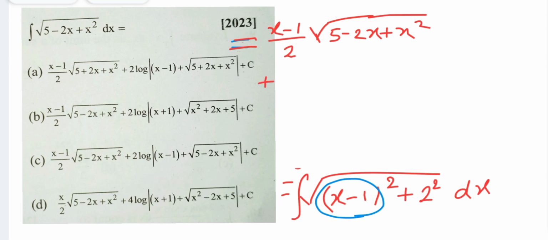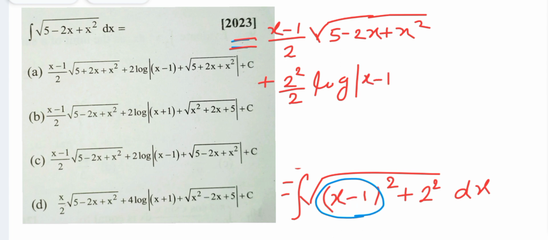Then the next term is plus a square upon 2, so a square means 2 square upon 2. 2 square upon 2 means 4 upon 2, that will be 2 only, correct? So a square upon 2, and then log of x plus, so instead of x I will write x minus 1, so x minus 1.